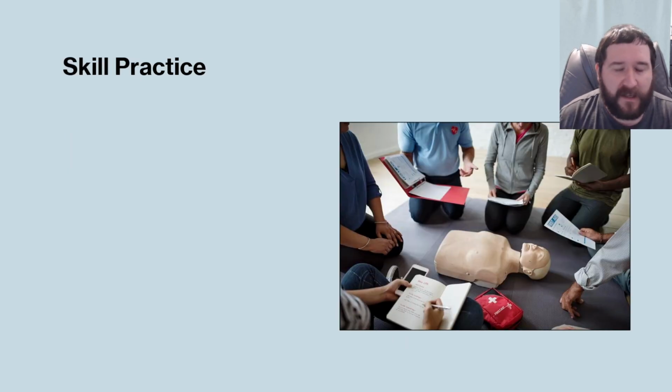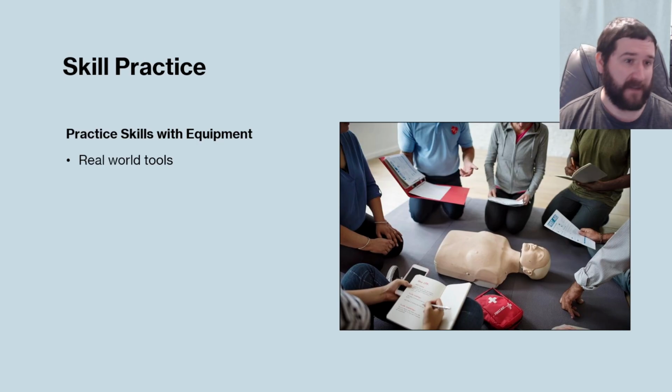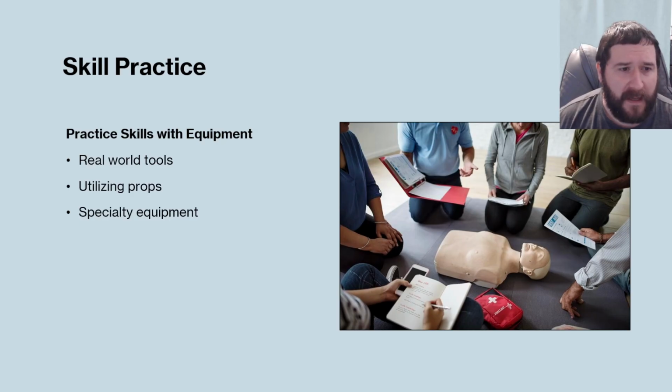And finally, we have skill practice, which is probably the most obvious use of these real-world tools and manipulatives. We want to get our hands on the actual tools whenever possible when we're doing skills, and we want to practice those skills with equipment. Okay, so this might be real world tools. You're practicing the use of a hammer to drive nails into a board. This might be about utilizing props or specialty equipment, like a CPR dummy in a CPR class. Okay, it's not safe to practice on an actual human, so we have specialty equipment made so that we can practice this specific skill.